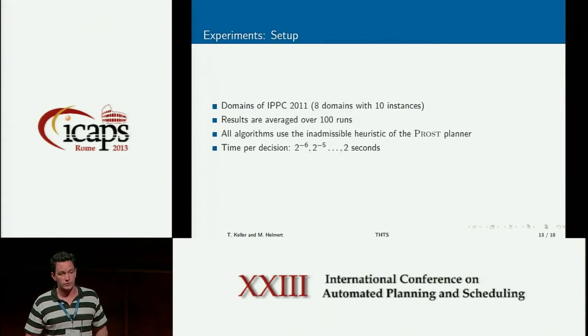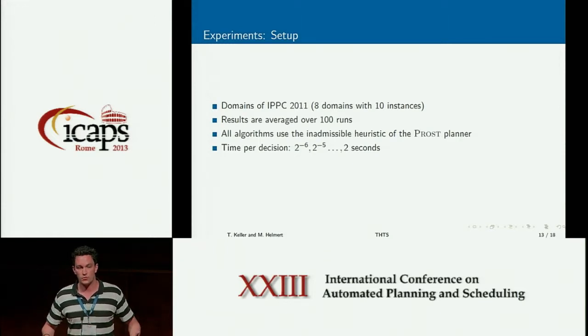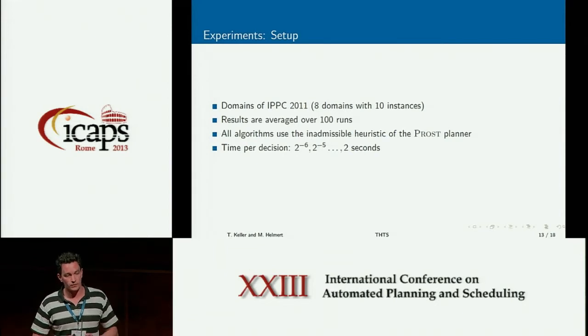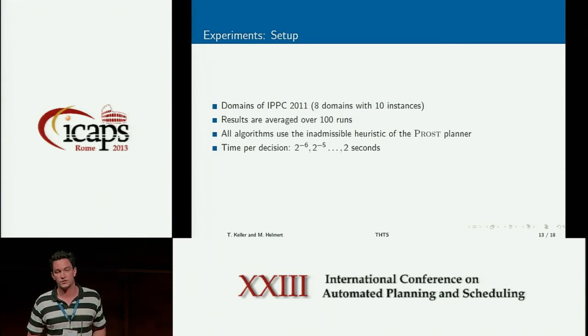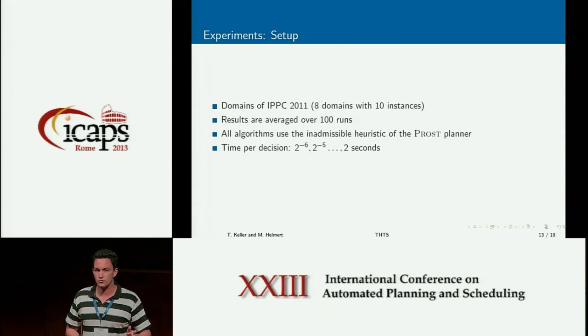Okay, so now to the experiments with these algorithms. The setup is more or less the same as in IPPC 2011. We have 8 domains with 10 instances. We average the results of 100 runs. The horizon is always 40. And all algorithms use the same inadmissible heuristic of the Prost planner. We also made experiments with a different time per decision, which ranges from 0.015 seconds to 2 seconds.